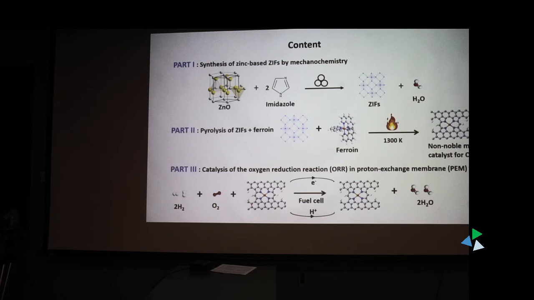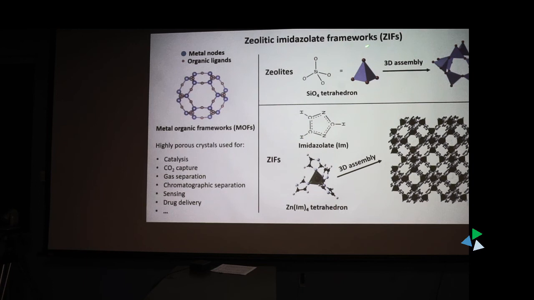So what are zeolitic imidazolate frameworks? They are a subclass of metal organic frameworks. Metal organic frameworks are made of metallic nodes, which are linked by organic ligands. They are porous materials, as you can see on this example, and there are many real or potential applications to them, such as catalysis, CO2 capture, and so on.